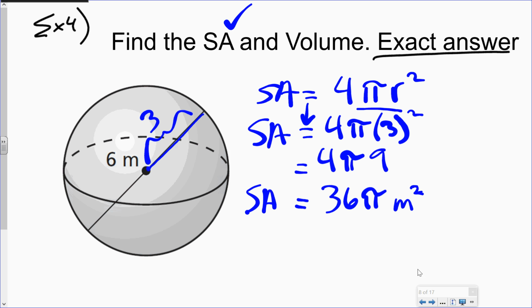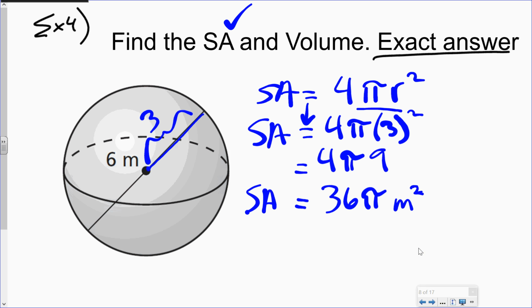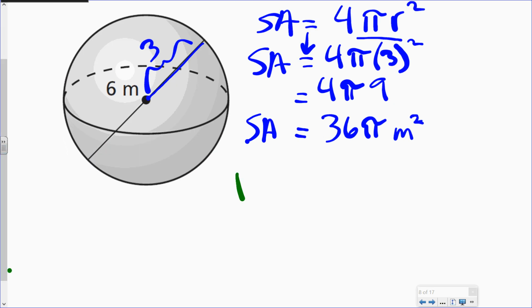Let's do the volume now. Still an exact answer. Watch. Volume is that funky formula we talked about yesterday. It's 4/3 pi r to the what power? Remember from yesterday? Thank you. To the cubed. There's our formula.